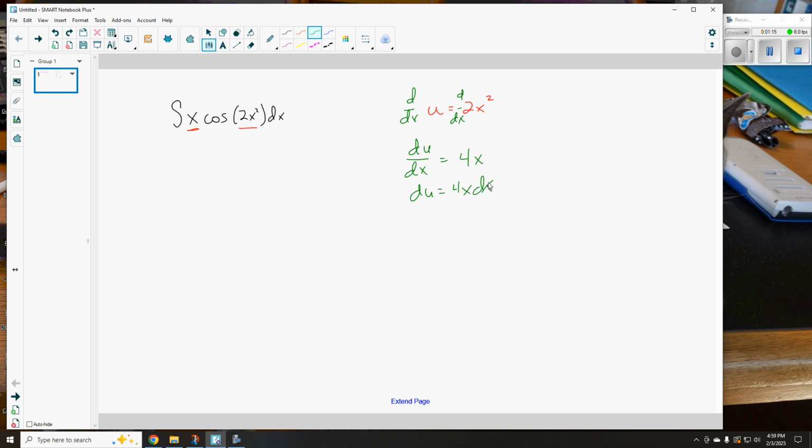And now I'm getting a little bit excited because I see that I have x dx, and here I have x dx as well. So what I'm going to do is I'm going to divide both sides by 4 on this, and I'm going to get 1/4 du is equal to x dx. Now I could kind of rewrite this if I wanted to. After you do this a few times, you won't have to, but let's do it right. Do it the right way.